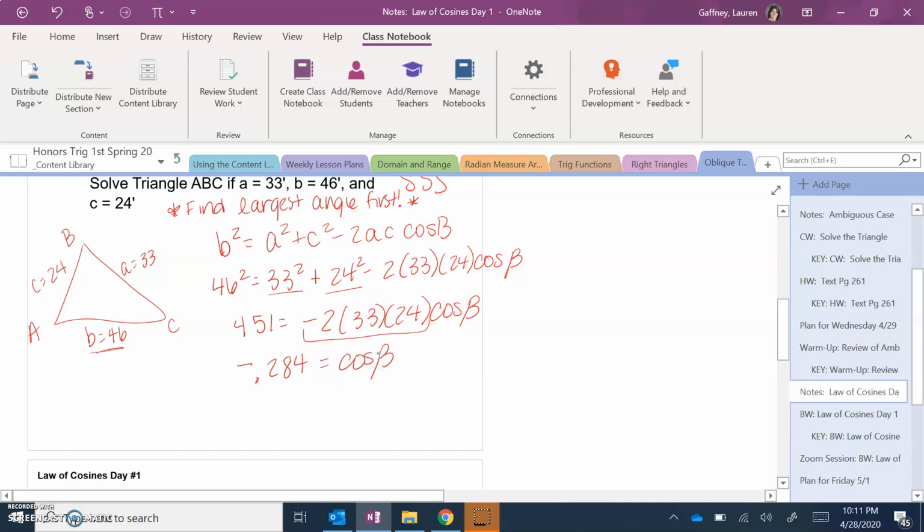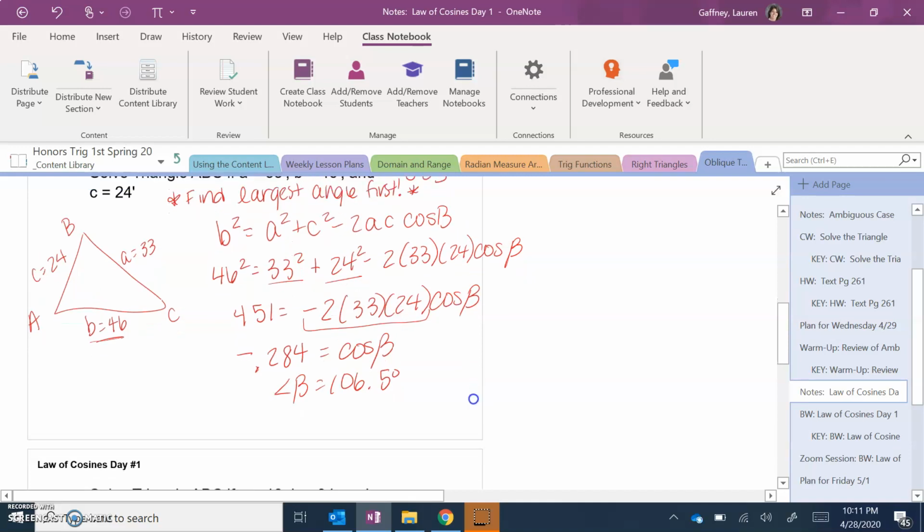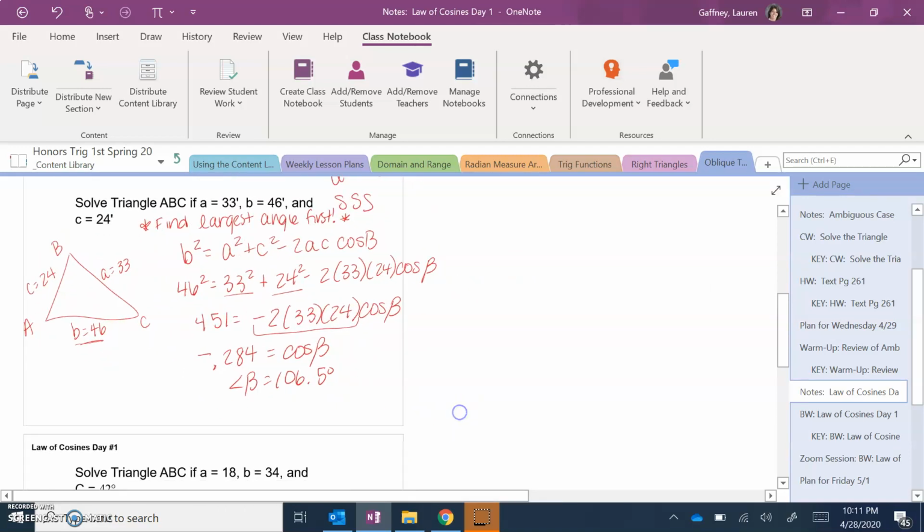So now let's do cosine inverse of that number, and I'm just going to use the long string that I got from my calculator, and I get that angle B is 106.53. Okay, now once I have that angle, I really just need to find one of the other angles, and then I can subtract from 180 to find the third. Sorry, I didn't point to appropriate places.